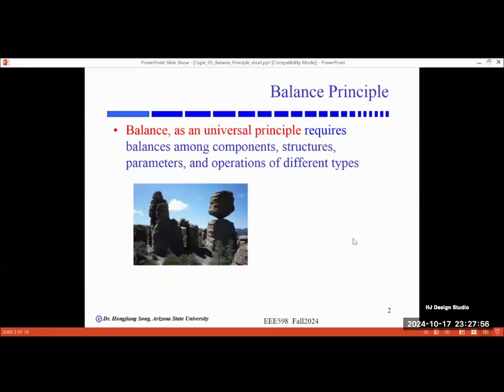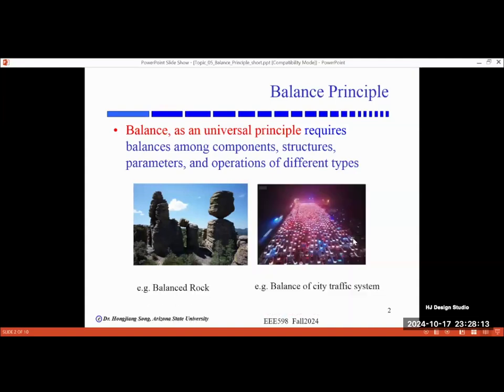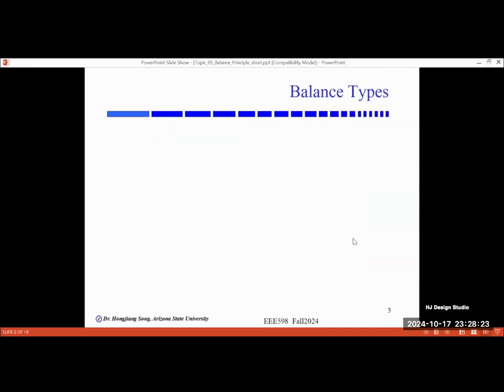So here are two real-life examples. The first one is really the balance of the rocks, which makes this rock last longer. If the rock is not balanced, it will be destroyed by natural force easily. The second example is the city traffic system. In this case, the balance of the bus direction allows the city traffic to move smoothly.